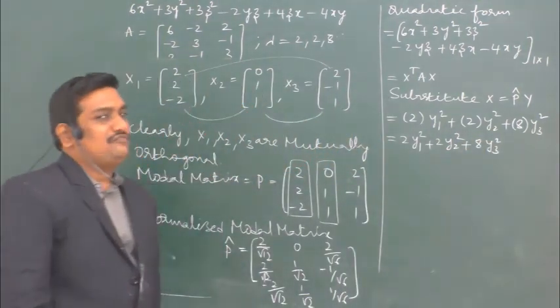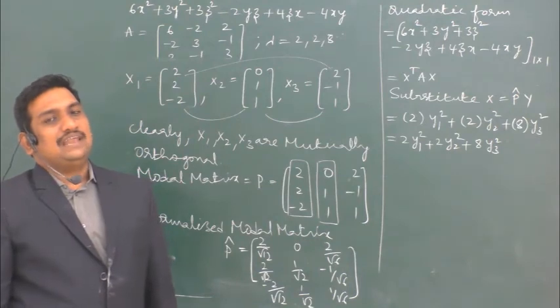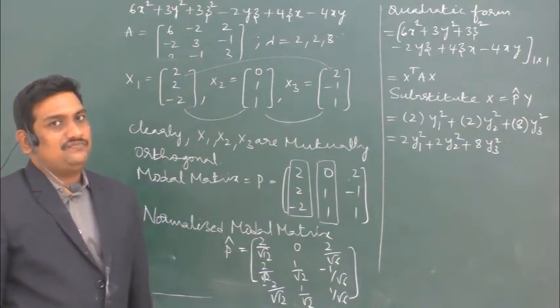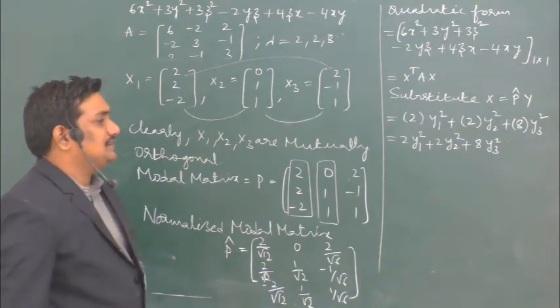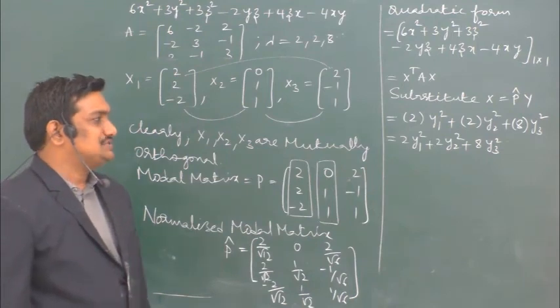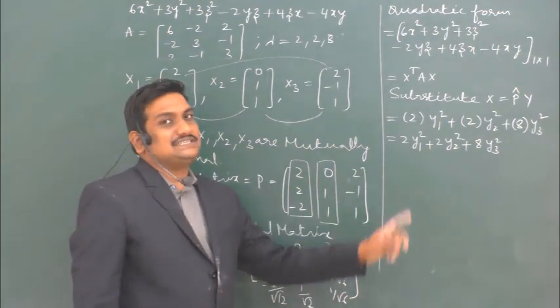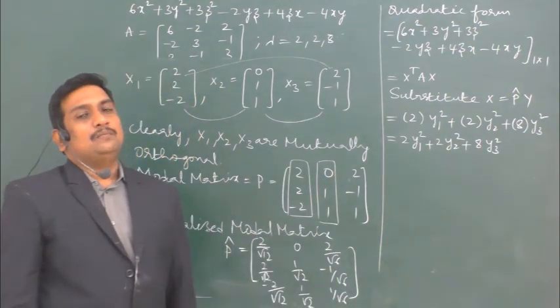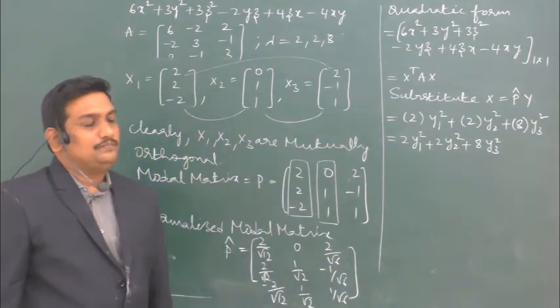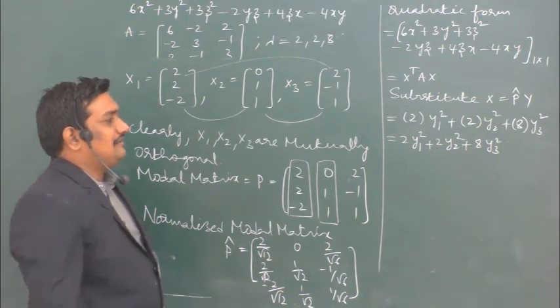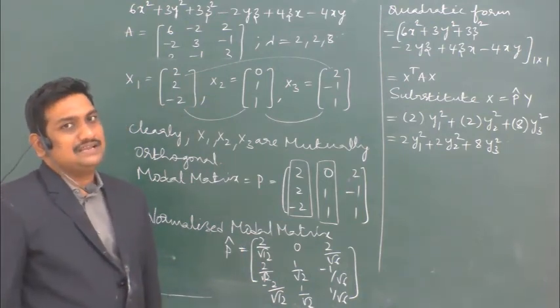Okay, on simplifying x transpose Ax with the help of x equals P cap y, we will get the canonical form 2y1 square plus 2y2 square plus 8y3 square. The coefficients are just the eigenvalues of the matrix of the quadratic form. Now you got the canonical form. So a few more questions are there.